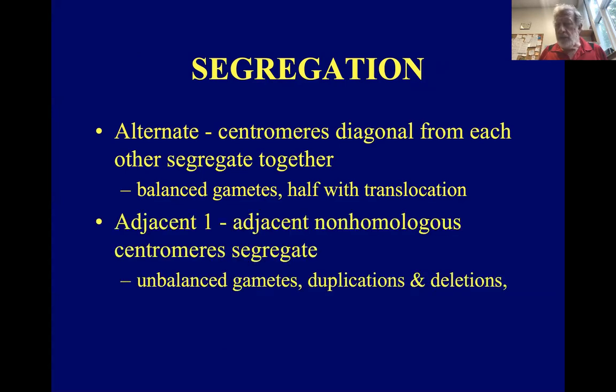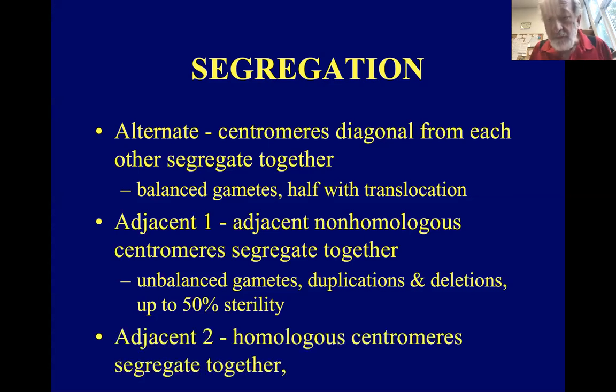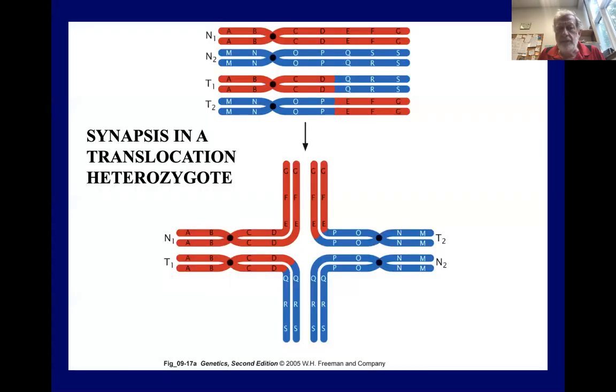Adjacent 1 segregation is where the adjacent chromosomes that are not homologous segregate together, and here you get at least 50% sterility with unbalanced gametes that have duplications and deletions. And then adjacent 2, these are when the homologous centromeres segregate together. This is rare because, of course, meiosis isn't supposed to do that. It's supposed to separate the homologs. And so this is unusual, but it also produces inviable gametes. So let's look at these.